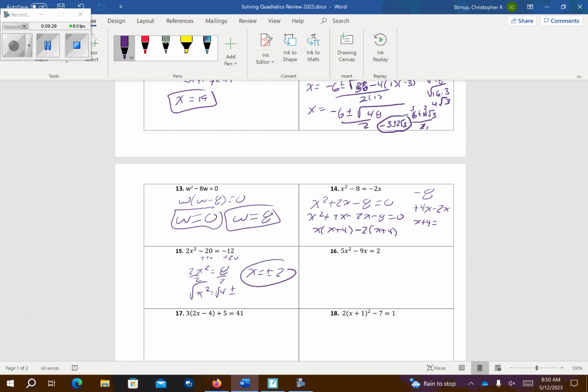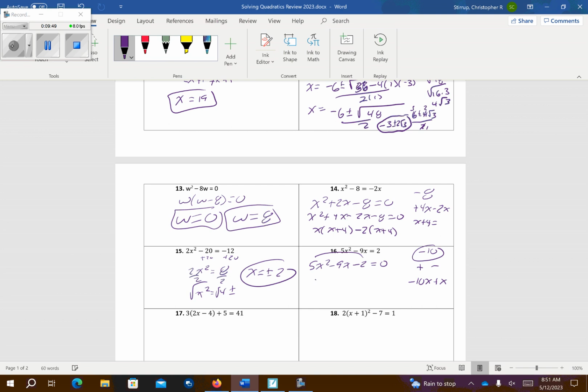So I'm going to get plus or minus 2 for an answer. Problem number 16, I need to move that 2 over. So that's going to give me a negative 2. And then I'm going to multiply those together. That's going to give me a negative 10. What 2 numbers multiply together give me negative 10 and add to negative 9? So it's going to be a negative 10x and a positive 1x.